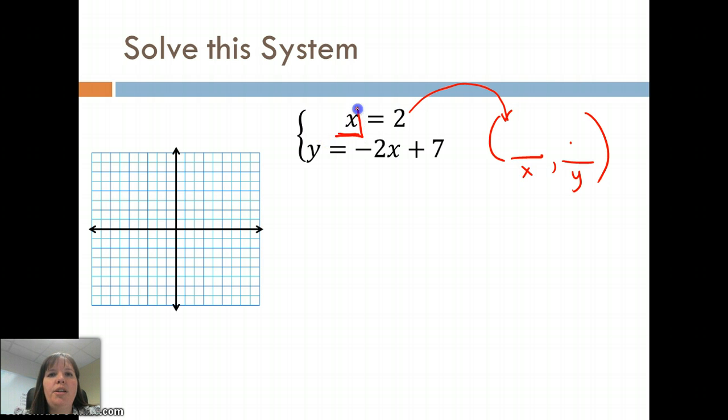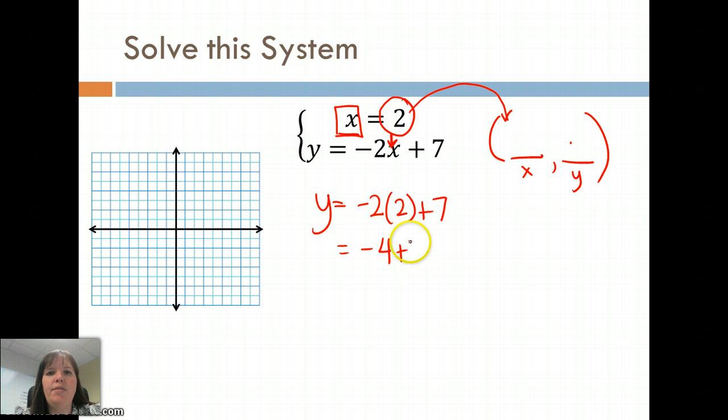Well, if we know that the x value has to be 2, we can take this and plug it in wherever we see an x value. So in order to figure out what y is, if we take this value of 2 and substitute it in where we see x, negative 2 times 2 plus 7, so negative 4 plus 7. This is the basic idea of substitution. The y value we get is 3. We already had the x value was 2. Substitution means taking that value and plugging it in to the equation for the given variable.